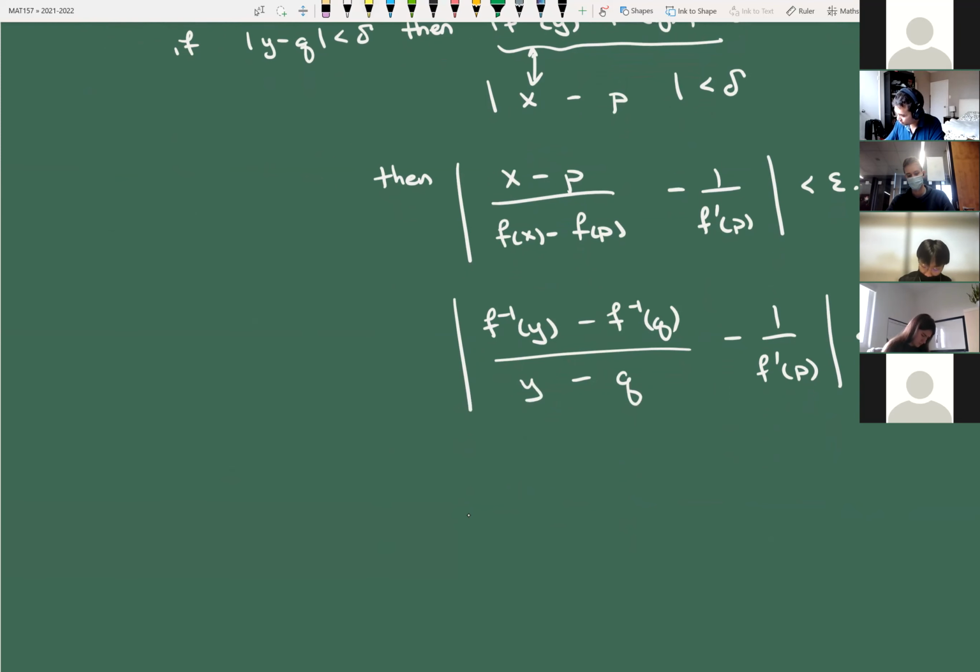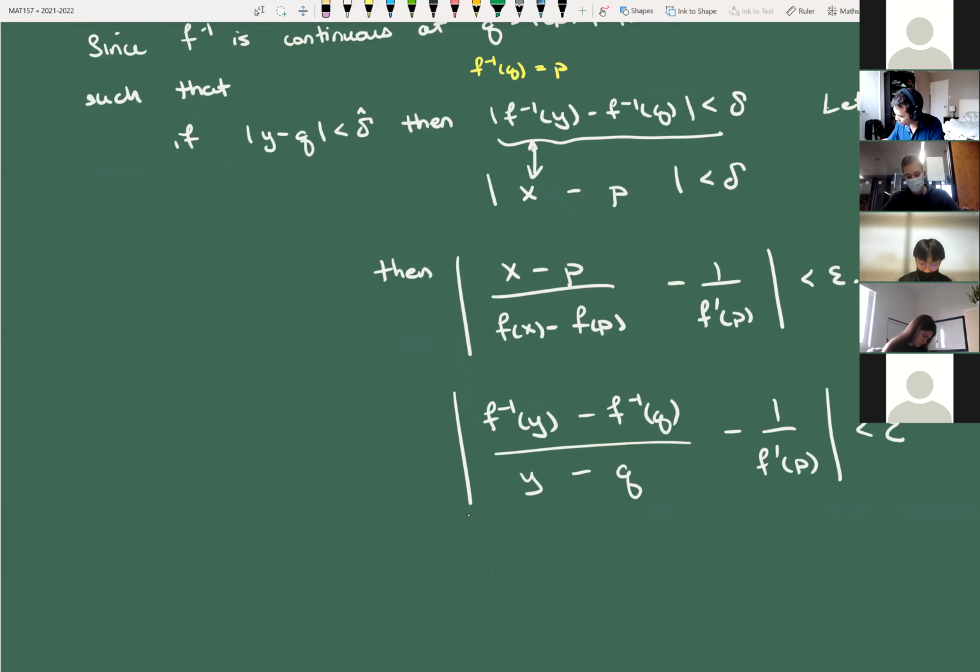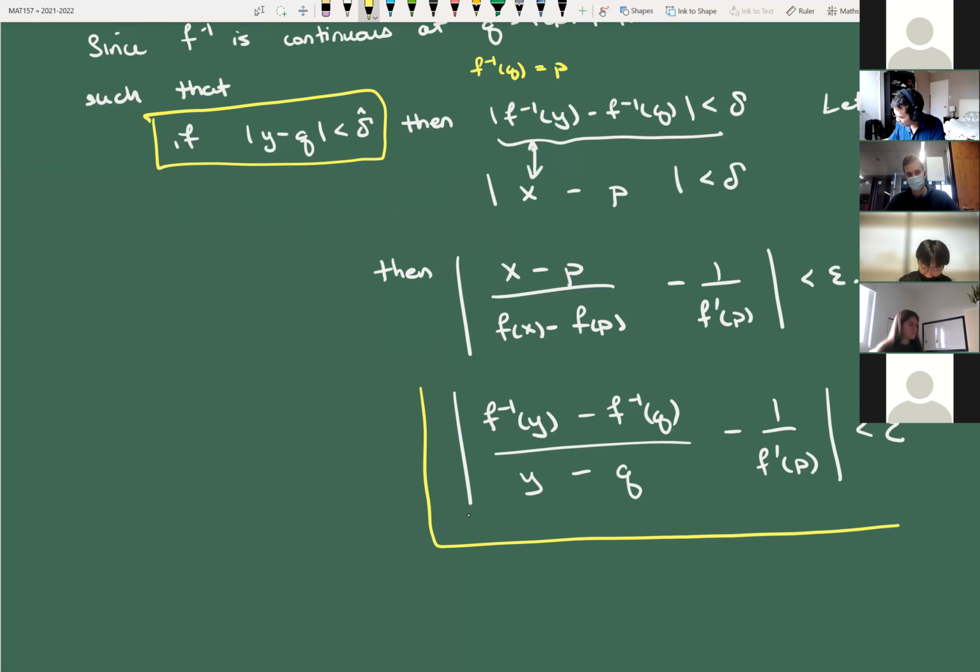So what have we proven by this statement? Look at what I've proven. If you ignore all the middle stuff, I've proven if y minus q is less than delta, then this thing is less than epsilon.